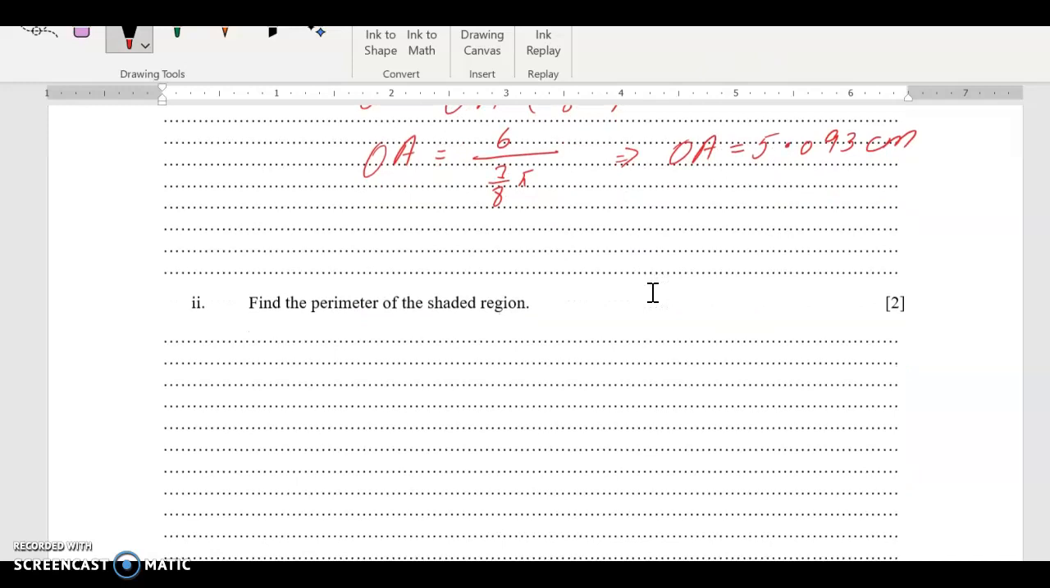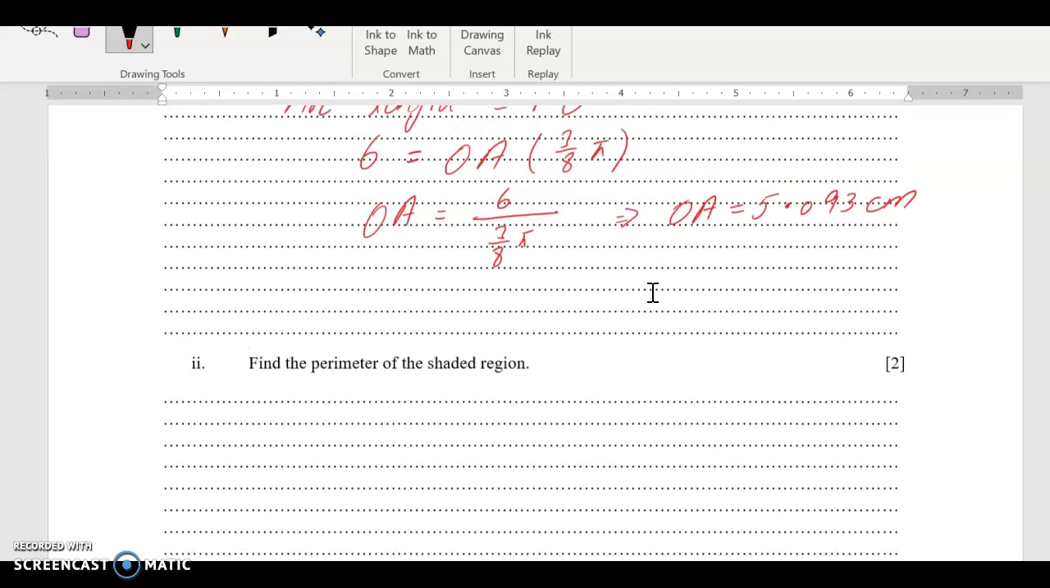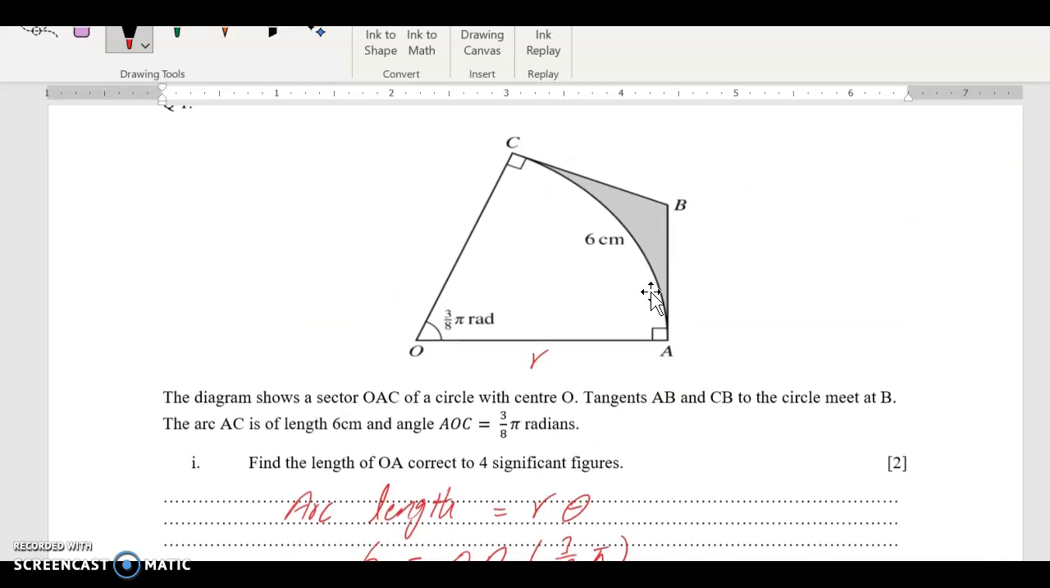Okay, in B part it says find the perimeter of the shaded region. So perimeter of the shaded region means we have to find A to B, B to C, and then A to C. Since we know the arc length AC, but we don't know the length of AB and BC, what we can do here is draw a line from O to B, so we will get a triangle over here.